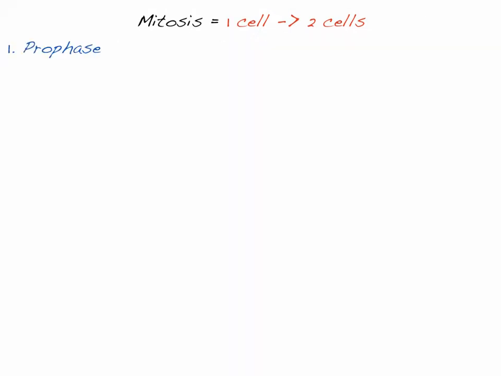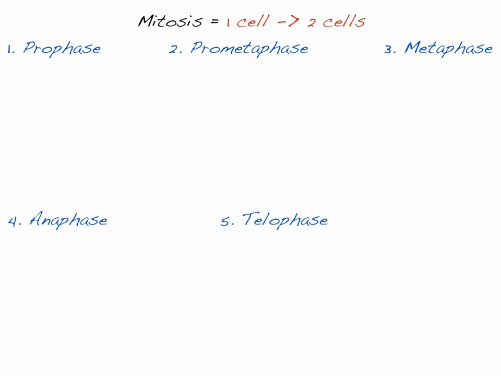Now let's go on to the 5 stages of mitosis. So the first stage is prophase, followed by prometaphase, followed by metaphase, anaphase, and telophase. So there are 5 stages of mitosis.